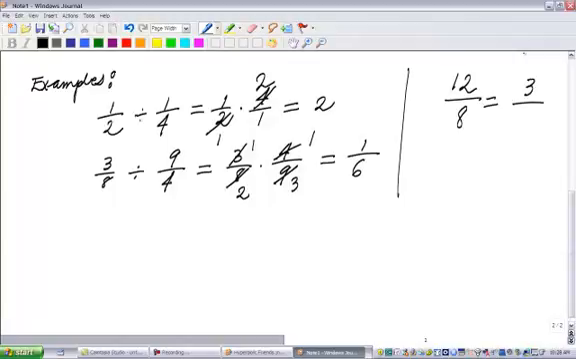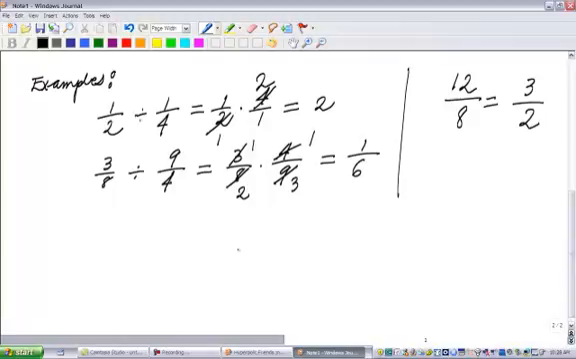I get 3. And if I divide the denominator by 4, I get 2. The fraction 12 over 8 is the same as the fraction 3/2. Okay? So when you divide the numerator and the denominator by the same number, it doesn't change the fraction. The same is true if you multiply the numerator and the denominator by the same number, it doesn't change the fraction. Is that making sense?